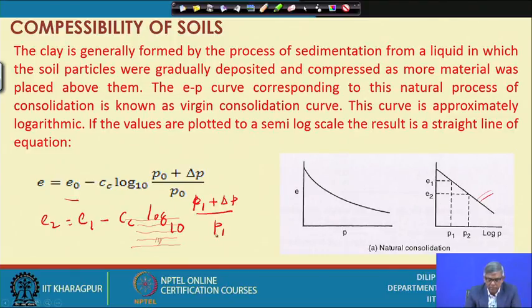So, this is the way one can write the equation. Since this is written in general form with P naught, that means originally it is P naught and then del P, but here in this plot we have shown it in terms of E1 and E2. If you put it this way, then E2 equals E1 minus Cc into this form; you can write it like this.